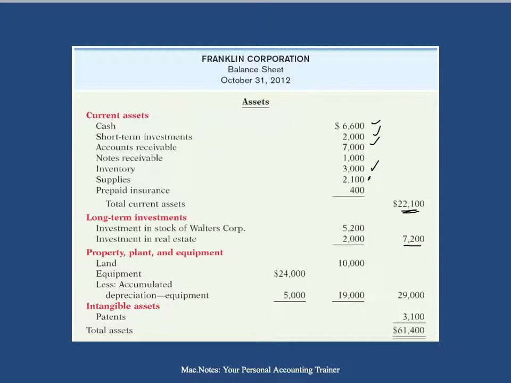Then we have property, plant, and equipment. First land, then we have equipment, less accumulated depreciation on equipment. That represents the amount of the equipment we have used up. We will talk about that in later videos. So therefore we have a net value of that equipment of $19,000. We paid $24,000, we've used up $5,000. Total property, plant, and equipment, $29,000. Intangible assets and total assets, $61,400.